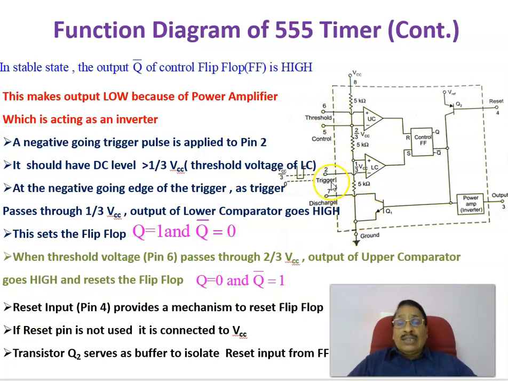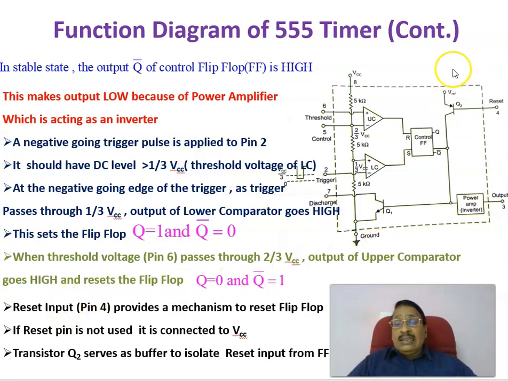As the trigger pin goes below 1/3 VCC, the flip-flop will be set, and we get Q equal to 1, Q bar equal to 0, and the output will be high. When the threshold voltage goes above 2/3 VCC, the flip-flop will be reset, Q will become 0, Q bar equal to 1, and the output will become 0.